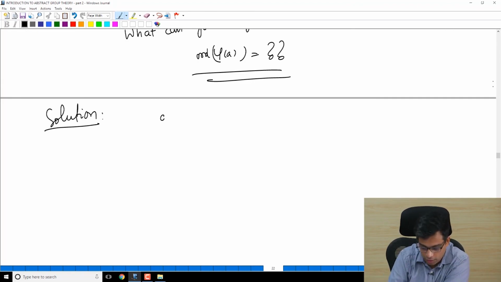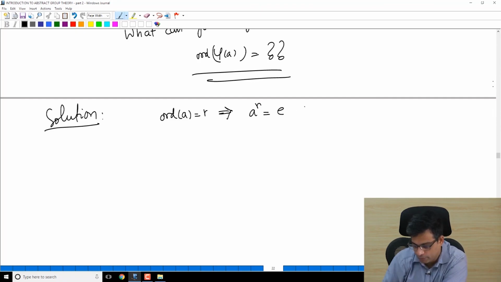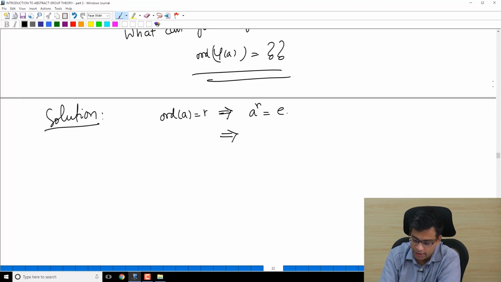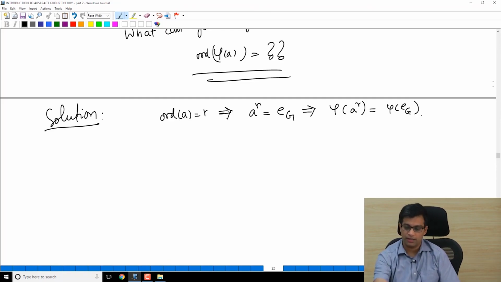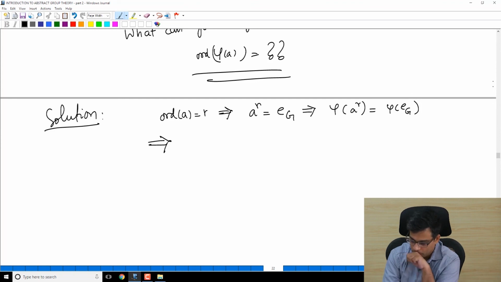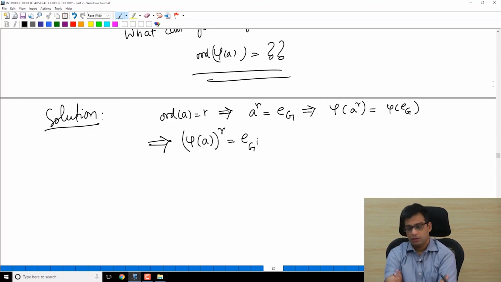Let's recall that order of A equal to R implies A power R is the identity. This is the identity of the group G, because A is in G. Now let's apply phi to both sides. So A to the R is equal to E_G, so phi of A to the R is equal to phi of E_G. Now using the properties of group homomorphism, phi of A to the R is just phi of A whole power R. And what is phi of E_G? That is E_G prime, because the identity element under a group homomorphism maps to the identity element. So phi of A whole power R is E_G prime.